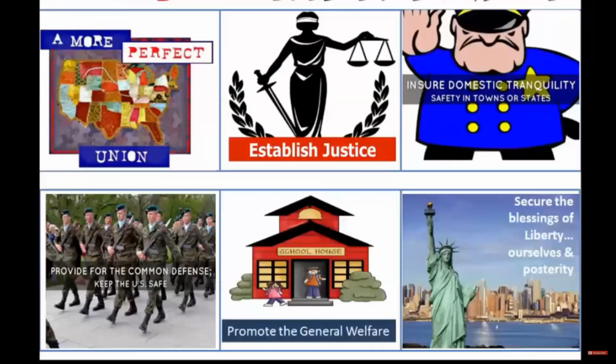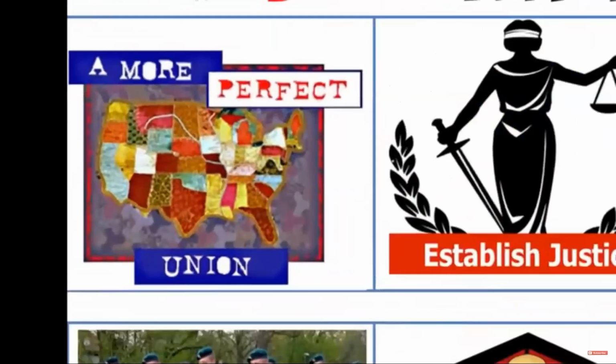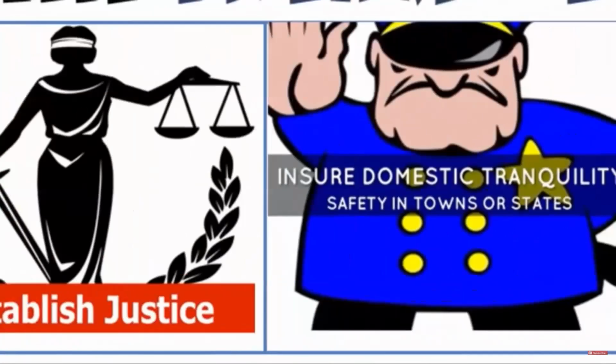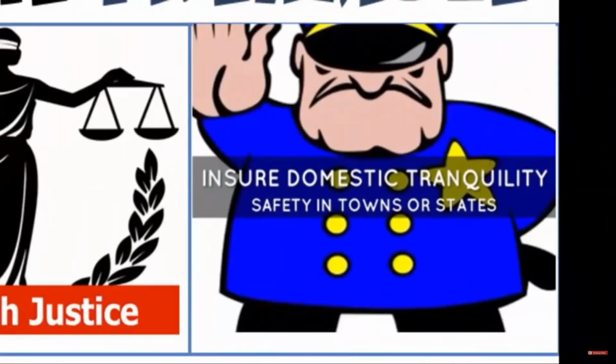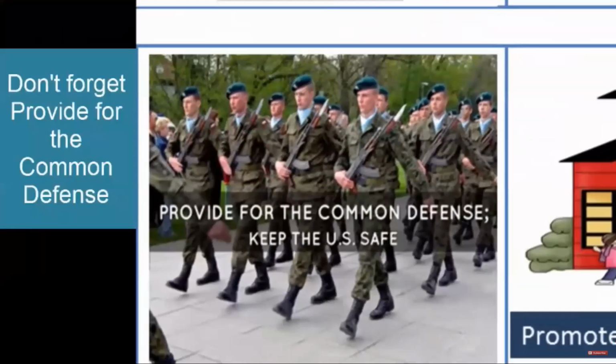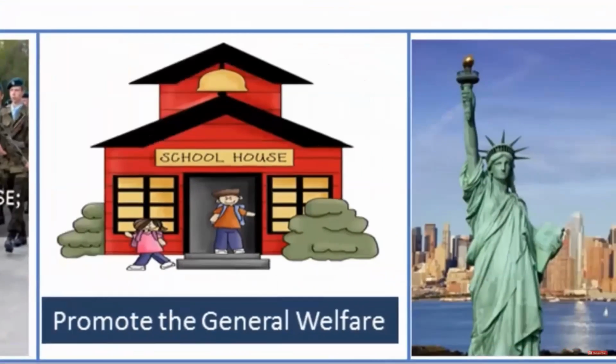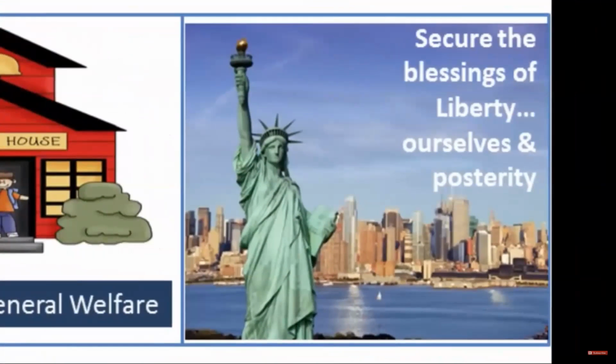So your test will most likely give you examples or scenarios, and you'll have to pick out which goal of the preamble they're talking about. More perfect union is the states coming together. Establish justice is usually about our court systems or laws. Ensure domestic tranquility might be the police who have the job of keeping the peace. Promote the general welfare would be programs that help people like schools, healthcare, or assistance for the poor or elderly. And securing the blessings of liberty is making sure everyone is free and treated equally.